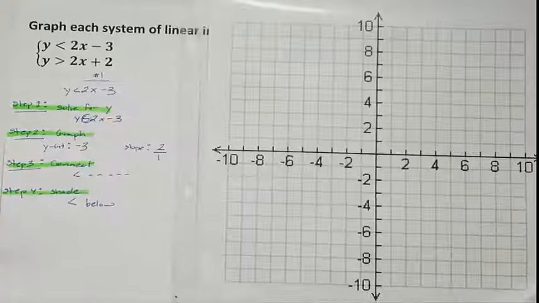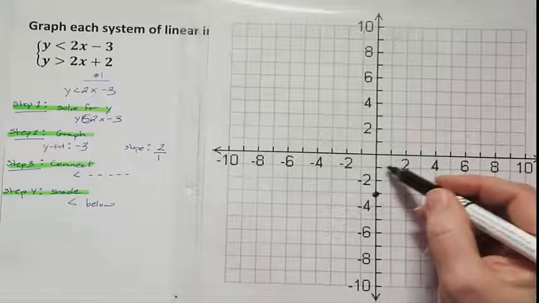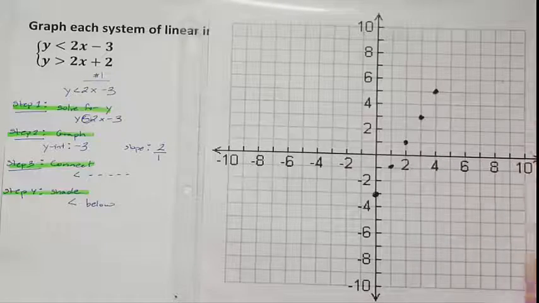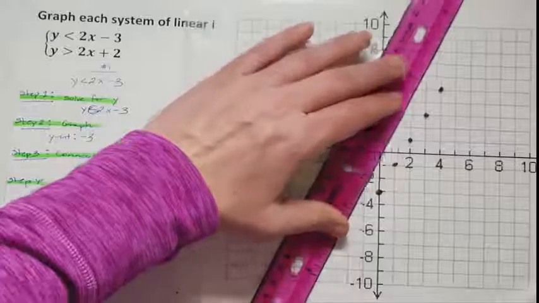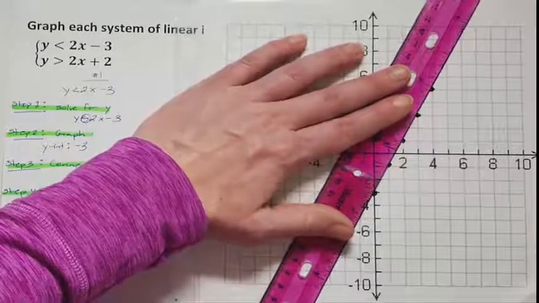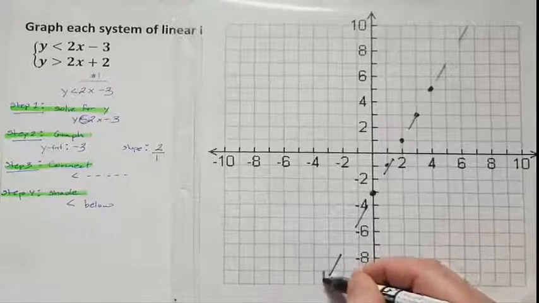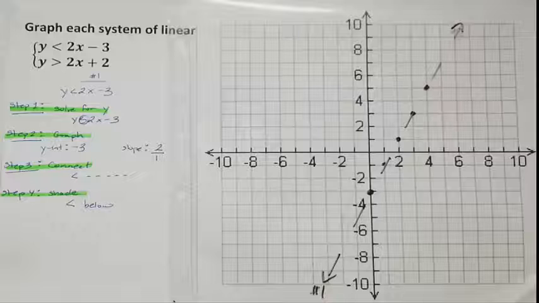So here is my graph paper. My y-intercept is -3. Here's -3. My slope is up 2 over 1, up 2 over 1, up 2 over 1, up 2 over 1. When I connect these, I'm supposed to connect them with a dashed line. So here's me connecting with my dashed line. Now you need to make sure that you have arrows on both ends. And I like to label the line. So this is line number 1.